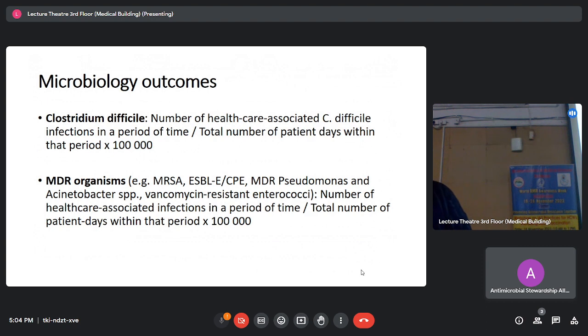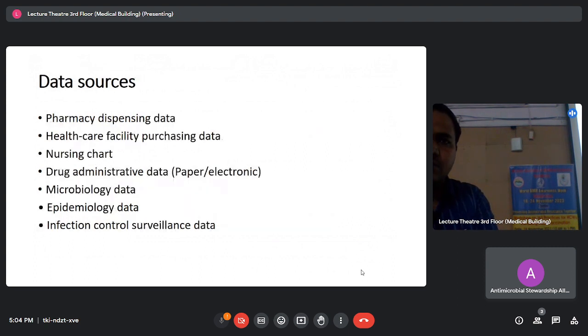So either Clostridium difficile infection or MDR organisms like MRSA, extended spectrum beta lactamase, or carbapenemase. The rate of these infections you can calculate per total number of patient days, multiplied by a factor of 1 lakh. And the data you have is pharmacy dispensing data, so how will you calculate these indicators? These are the data sources that you can use. So that ends the presentation basically.